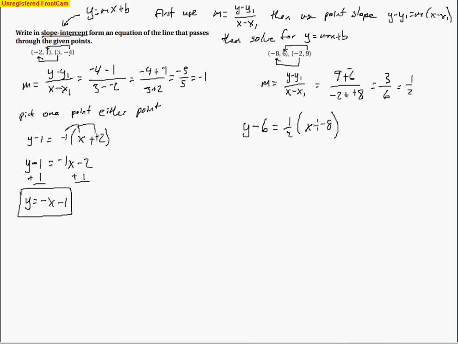Anytime you see that minus negative, you change to plus positive and distribute. So I've got y minus 6 equals 1/2 x plus 4. Half of 8 is 4. And I just go ahead and add the 6 to both sides. So when I do that, I've got y equals 1/2 x plus 10. I got the 10 by adding the 4 and the 6. And that's our answer.